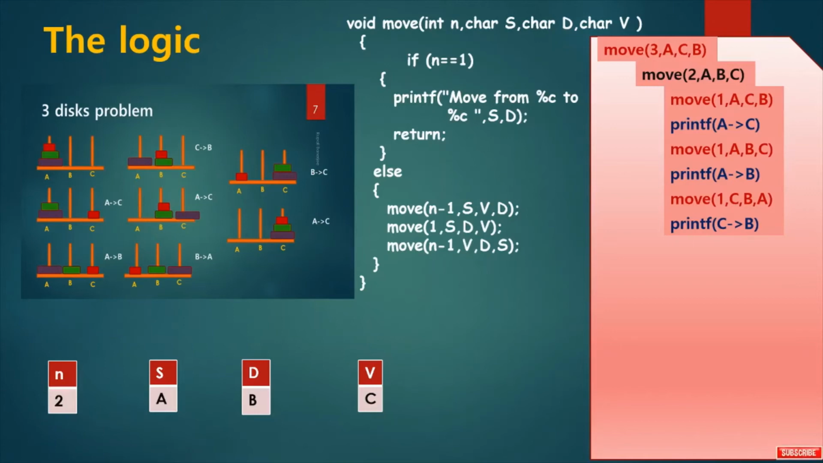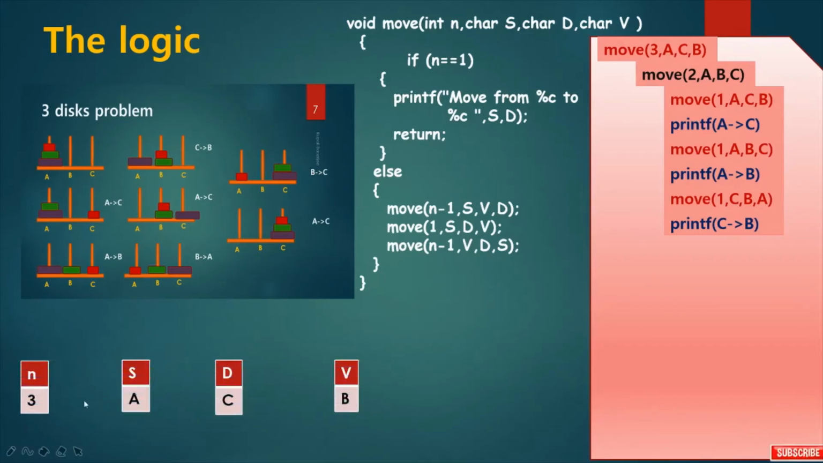So our second line is move 1 STV. So N is 3, S is A, D is C and V is B. This was the situation. So the second line is move 1 STV. So move 1, S is A, D is C and V is B. So move 1 ACB. So come here. If n equals 1, is n 1? Yes, n is 1. So move from source to destination, that is from A to C. Here it is A to C.